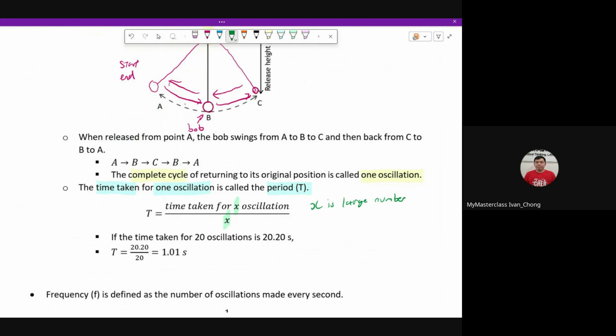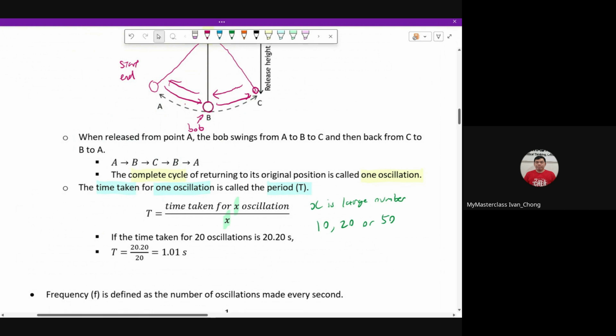So usually it's 10, 20, or bigger numbers. You can even go to 50 or 100. Okay? So it really depends on the question itself, how accurate you want your reading to be. Or in some questions, the school is nice enough to actually give you the exact number that you need.